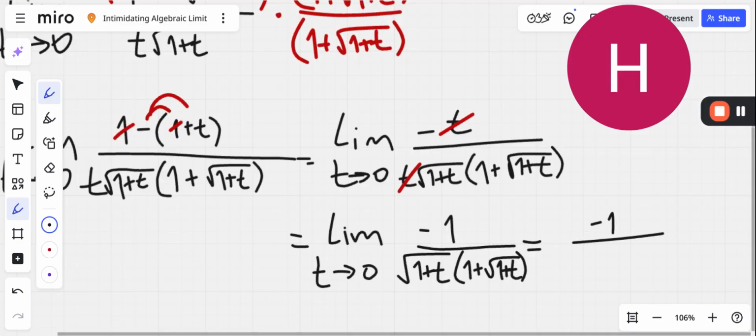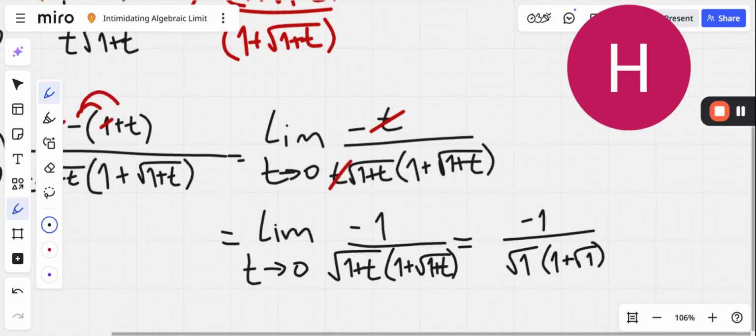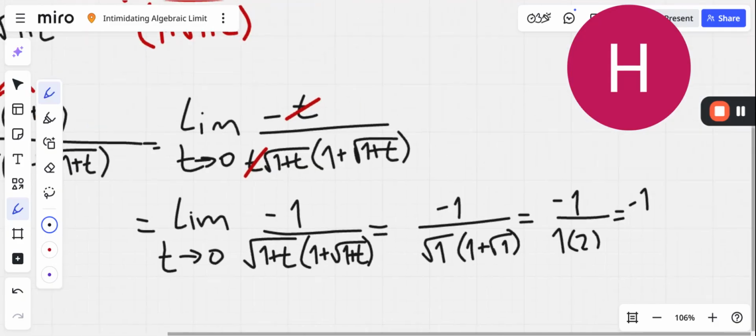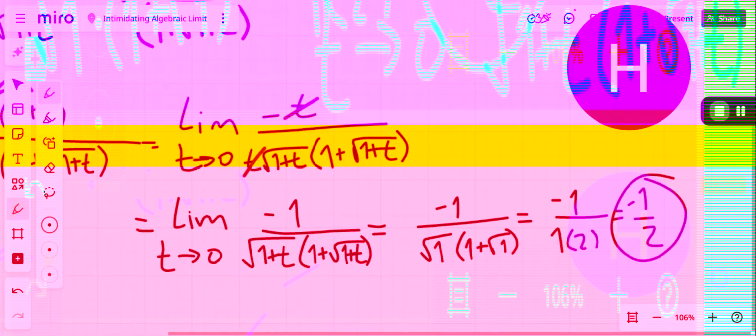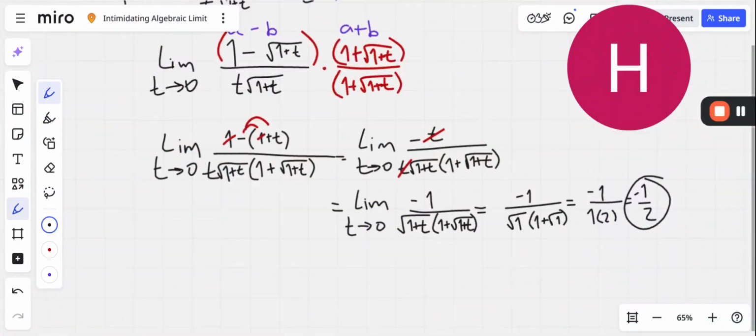You'll get negative 1 over the square root of 1, it's not bad, times 1 plus the square root of 1. This is all very simple stuff. You just got to be careful to add when you're supposed to add and multiply when you're supposed to multiply. So it's basically 1 times 2, negative 1/2 is our result. Okay, so that kind of combines a few algebraic manipulation skills that you'll need to know into one problem.